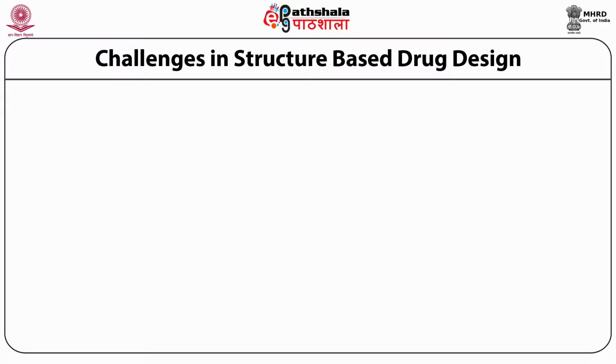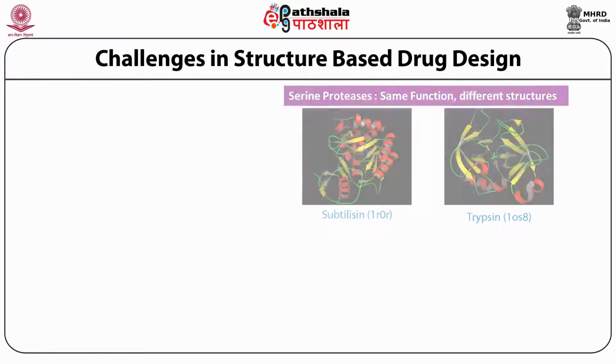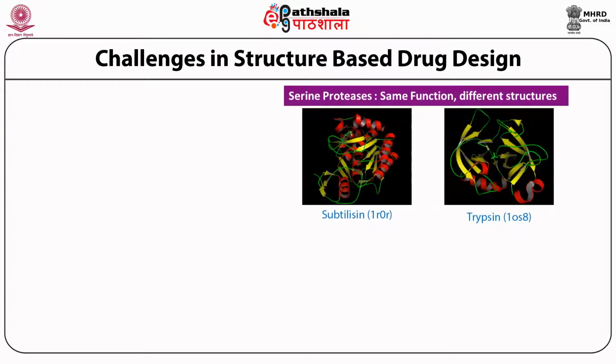One challenge, as I showed you here, is that there are serine proteases which have the same function. This is a protease function. It has an active site serine, but the structures are highly different. Even their SCOP study will tell you the structures are different. Here is subtilisin and here is trypsin. So, same function, two different structures.